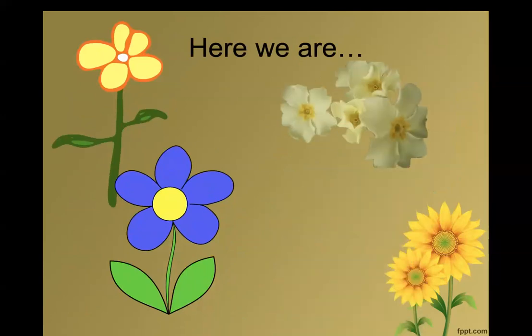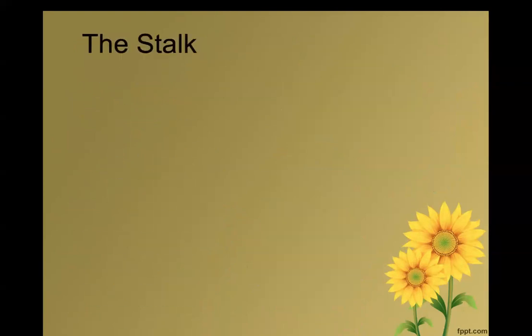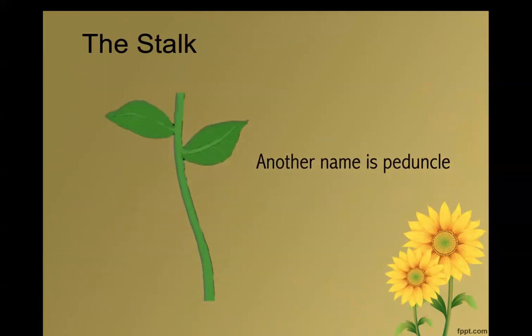Those are incomplete flowers and one complete flower. First of all, we have the stalk. The stalk is also named the peduncle. It holds the flower upright. Without it, the flower is going to bend.